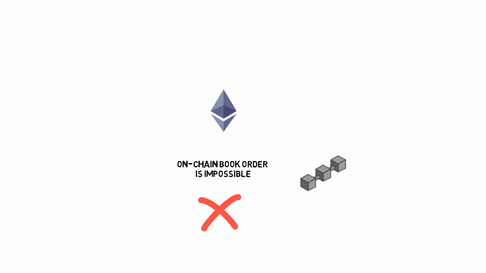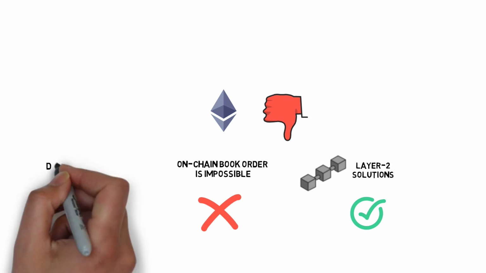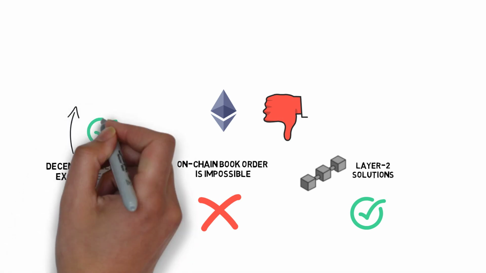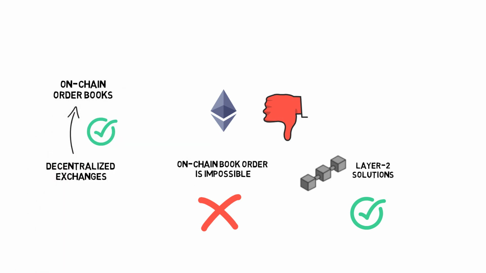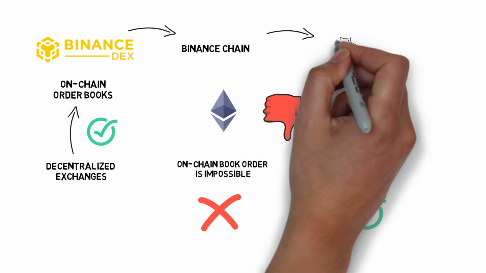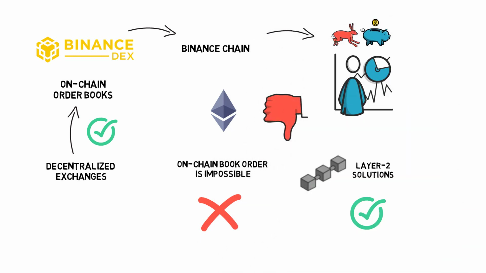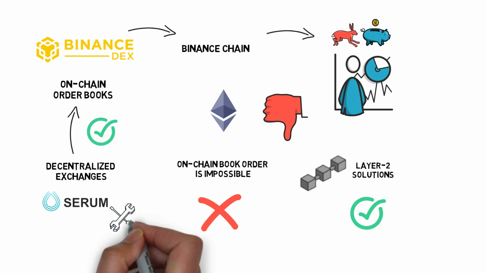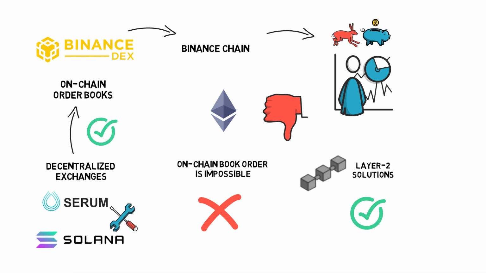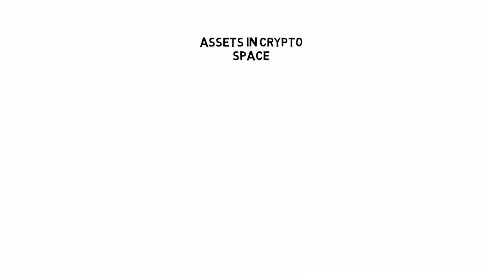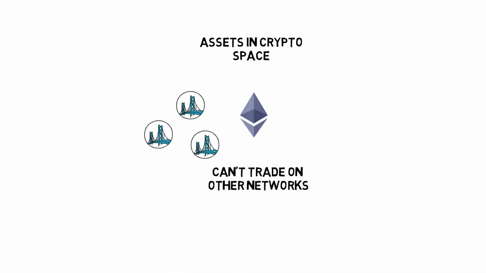You could use sidechains or layer 2 solutions, and these are on the way. However, the network isn't able to handle the throughput in its current form. Before we go any further, it's worth noting that there are decentralized exchanges that work just fine with on-chain order books. Binance Decentralized Exchange is built on Binance Chain, and it's specifically designed for fast and cheap trading. Another example is Project Serum being built on the Solana blockchain. Even so, since much of the assets in the crypto space are on Ethereum, you can't trade them on other networks unless you use some kind of cross-chain bridge.